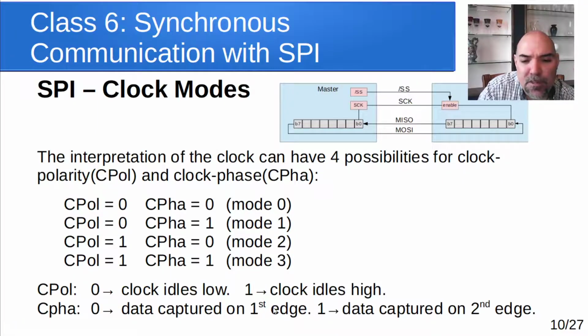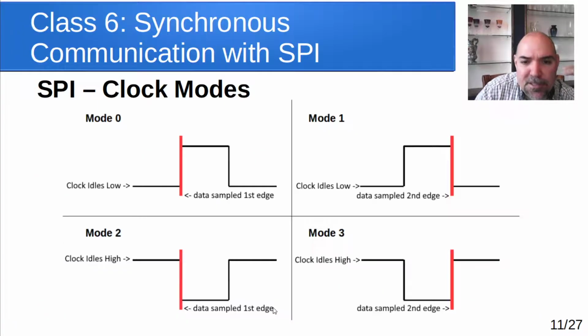So let's take a closer look at what we mean by those polarities. Here's a graphic showing that. In other words, with mode 0 and mode 1, the clock idles low. So it starts out low, and when it ticks, it goes high, and then it goes back low again. In mode 0, data is sampled on that first edge, and in mode 1, it's sampled on the falling edge. And in mode 2, the clock idles high, data sampled on the first edge. In mode 3, clock idles high, data sampled on the second edge.